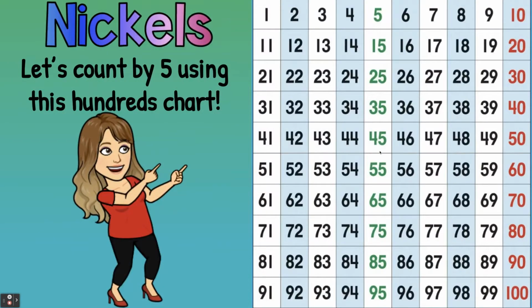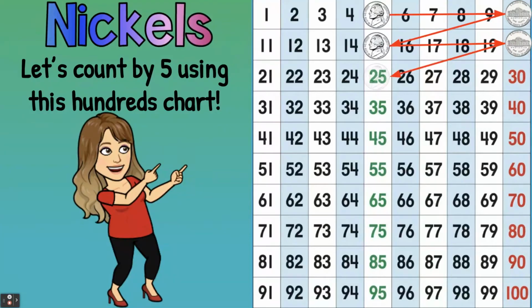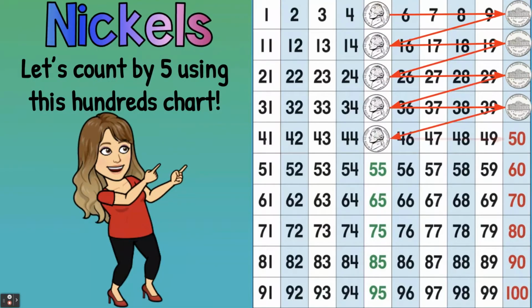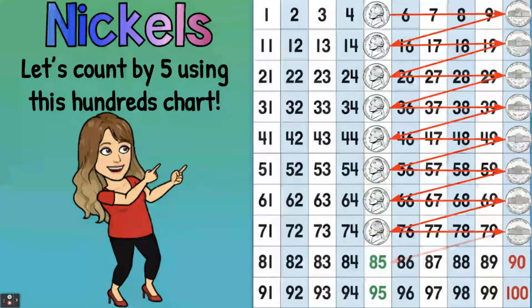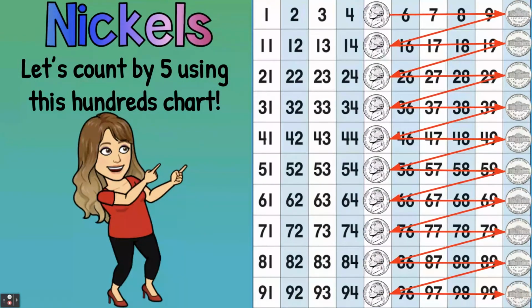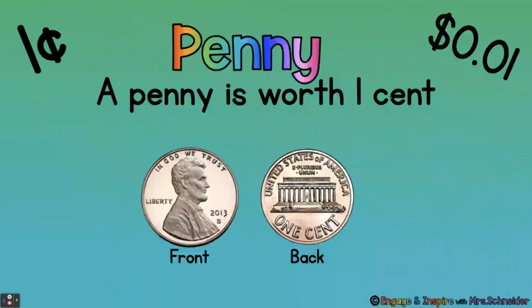Let's count by fives using this hundreds chart. 5, 10, 15, 20, 25, 30, 35, 40, 45, 50, 55, 60, 65, 70, 75, 80, 85, 90, 95, 100. So this is 100 cents in nickels, or $1.